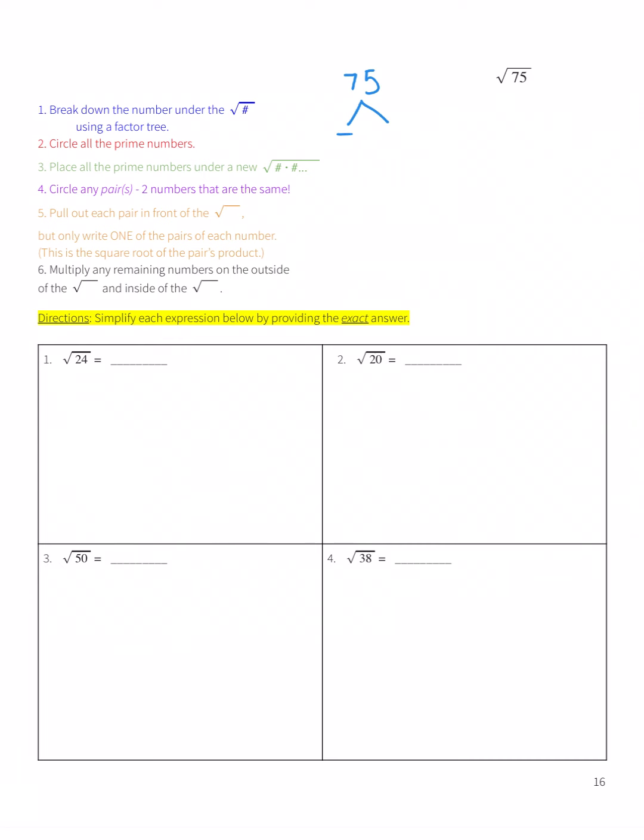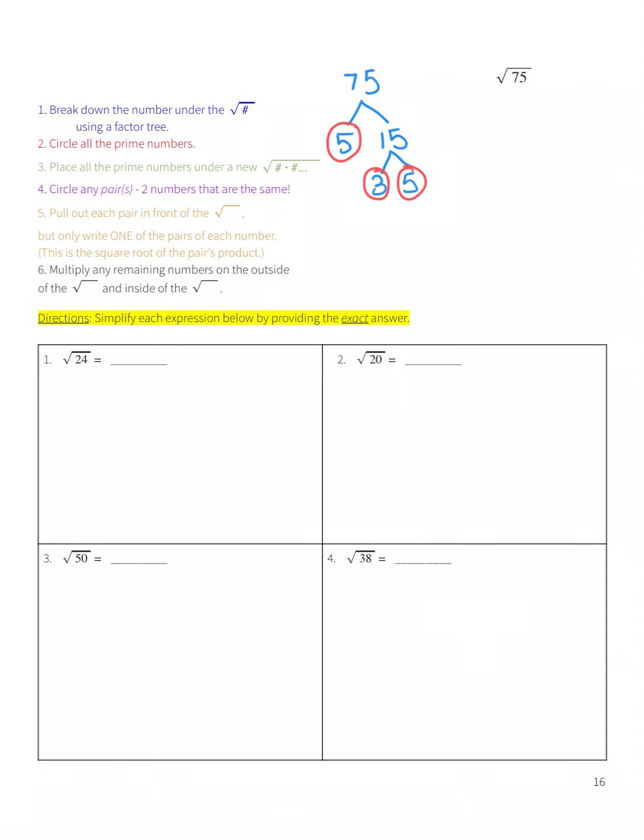I know that 5 times 15 is 75. 5 is a prime number, so I leave that. And then we have 15 is 3 times 5. Those are both prime numbers, so I leave that. My second step here is to circle all the prime numbers. You can do this as you're doing the first step. They can happen together. So we have prime, prime, prime.